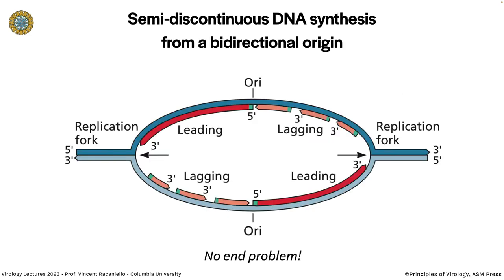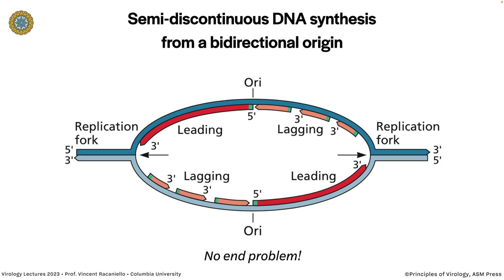And here's a diagram of what's going on there. We call this not only bidirectional, but semi-discontinuous, right? What does that mean? It's continuous on one strand and discontinuous on the other. So if you open up the origin, here's the origin of replication. We've opened it up a bit. We've already made DNA on both strands. Again, this DNA synthesis occurs by replication fork, which means it needs a primer and both strands are being replicated at the same time.